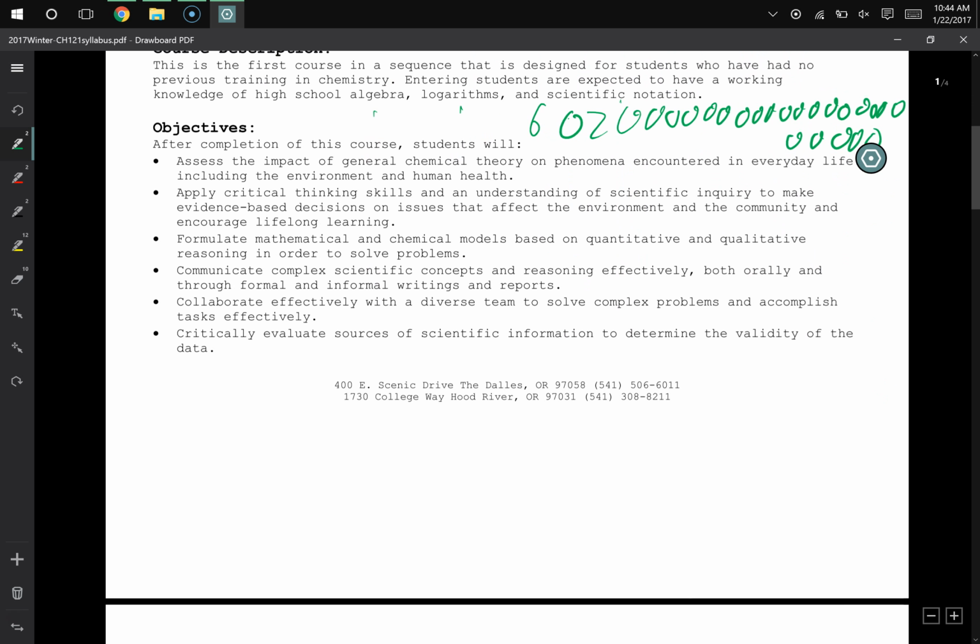The objectives. So we're going to talk about chemical theory, the phenomenon, how it's impacted your everyday life. If you don't think chemistry has impacted your everyday life, I'm glad you're in this class. Applying critical thinking skills is what this class is about. The most important thing you can get out of this class isn't memorizing the elements on the periodic table, but given a situation, using tools to determine how to solve the situation.